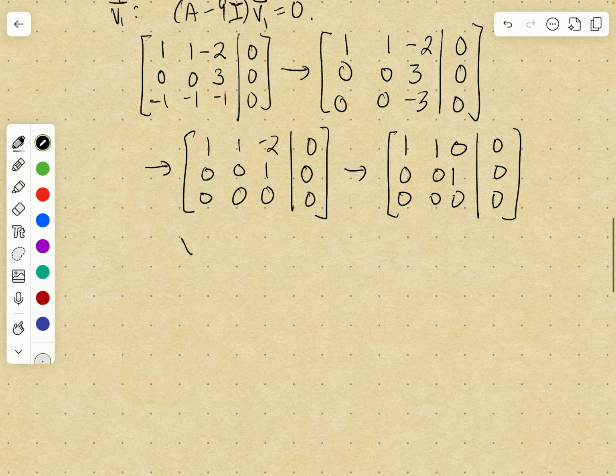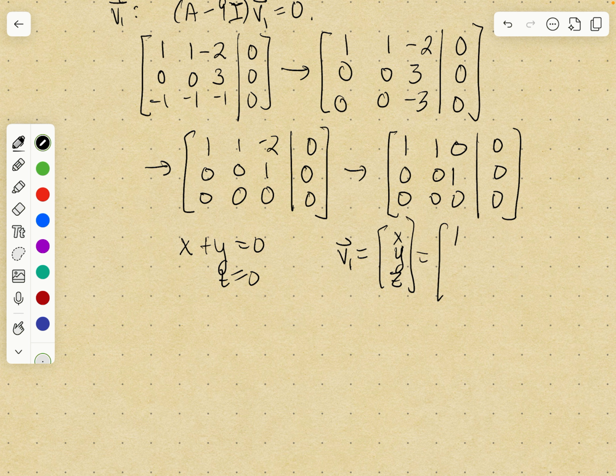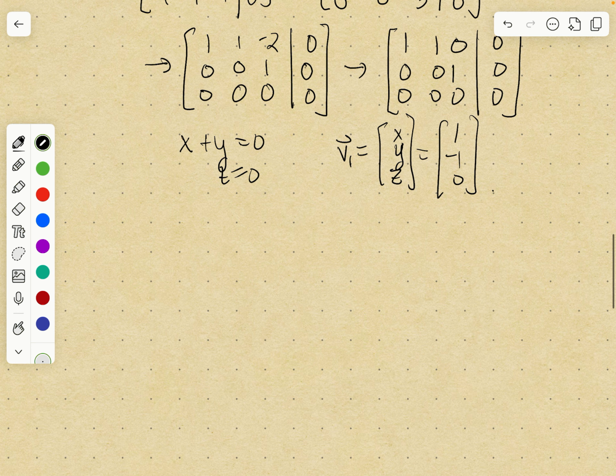Okay, so the equations read x plus y is 0, z is 0. And we want a non-zero solution to this. Right, so we can just take v1 to be the vector, say, 1, negative 1, 0. So that's v1, and now we need to find v2.